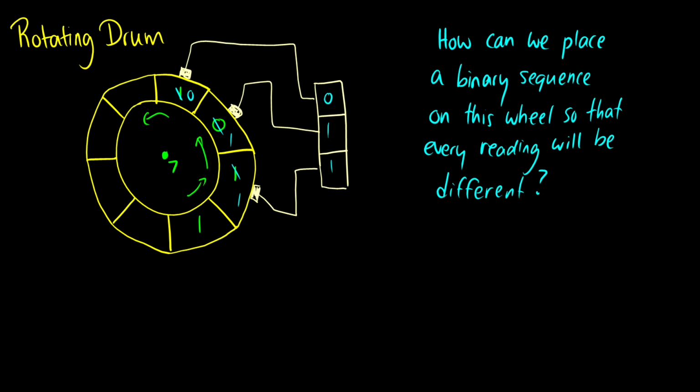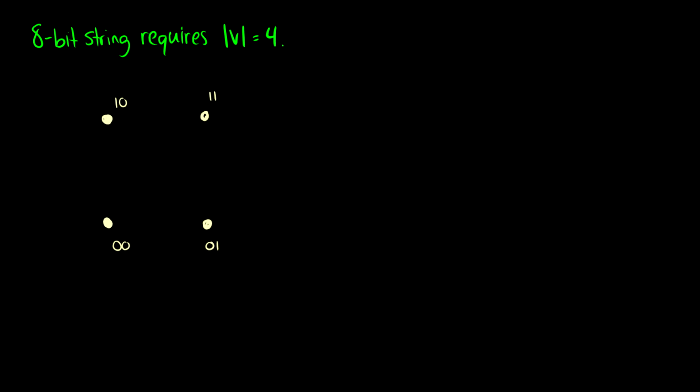Well, we're going to use an Euler circuit. An 8-bit string is going to require that we have 4 vertices. A 16-bit string would require 8 vertices. So when you double the string, you double the vertices. Let's take a look at how we construct this. We're going to do this with a graph. And how do we construct the graph?